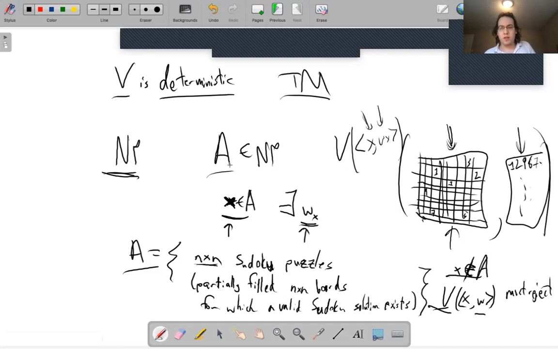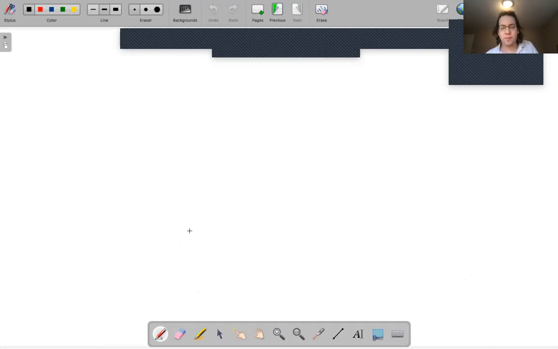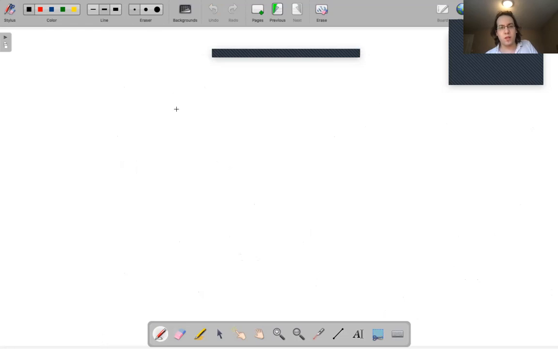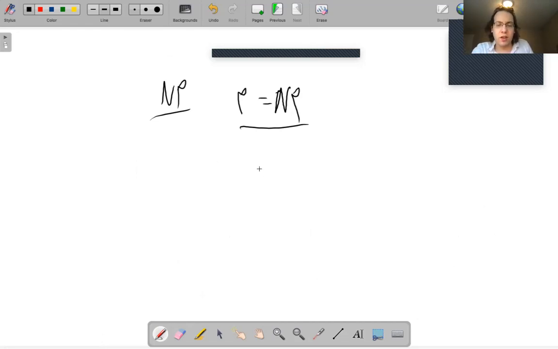Okay, so maybe one last thing to say about NP. One thing that appears about NP in the last lecture of the notes is that we prove that if P equals NP, then it would actually mean that we can find the witness efficiently. First of all, P versus NP is a long-standing open problem. Most people believe that P does not equal NP.